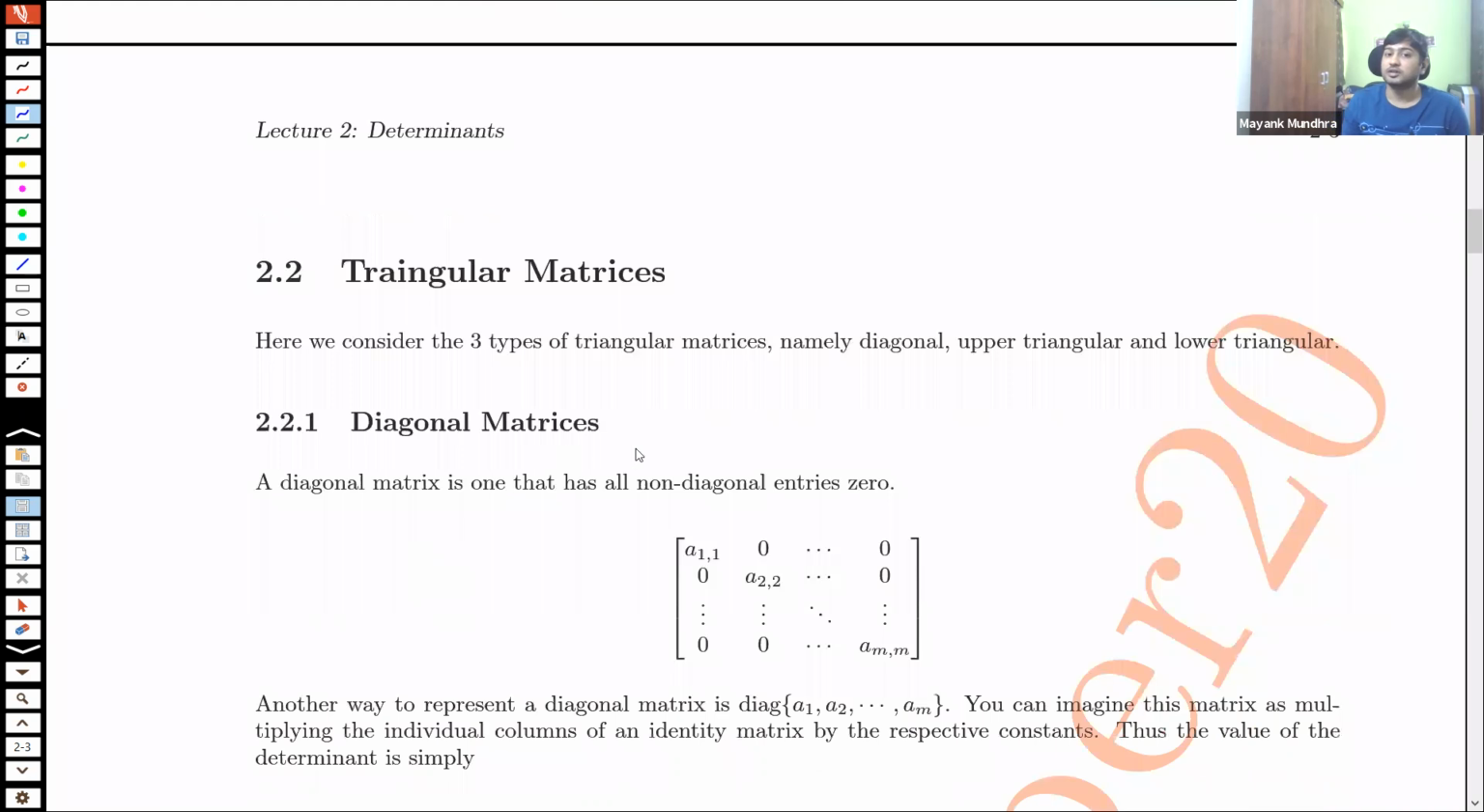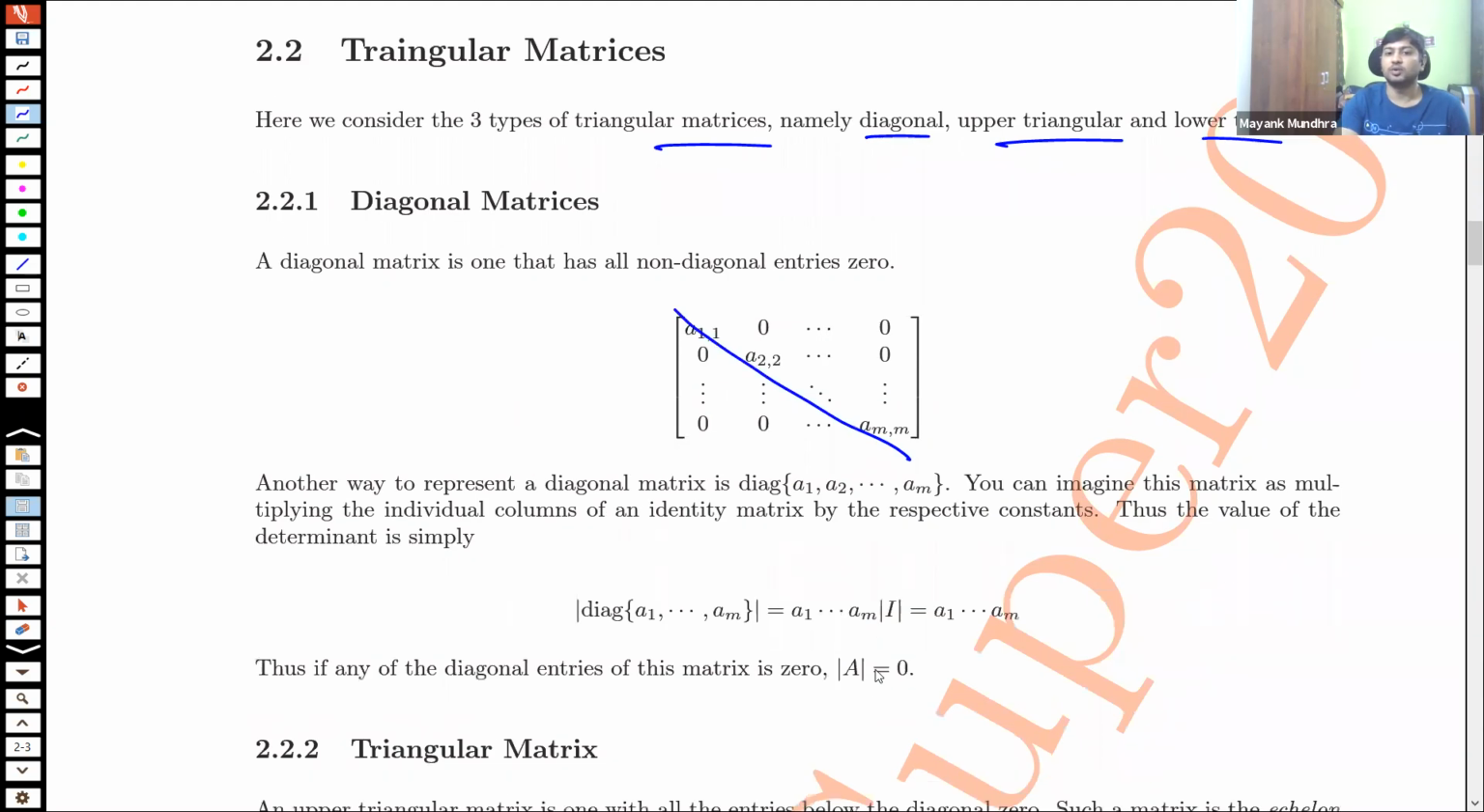Triangular matrices. Triangular matrices can be either diagonal, upper triangular, or lower triangular. For all these matrices, the determinant value is just the multiplication of the diagonal terms. So the multiplication of diagonal terms in any triangular matrix is going to give me the determinant value.